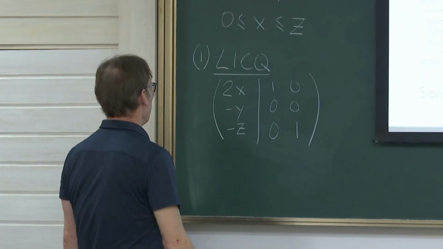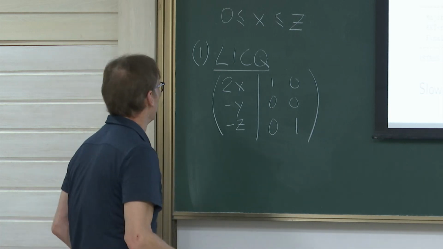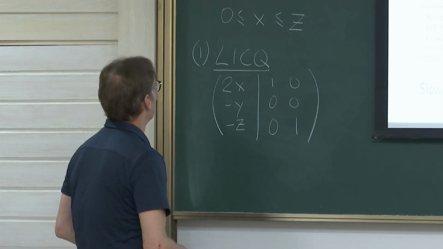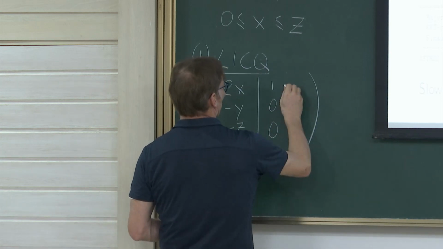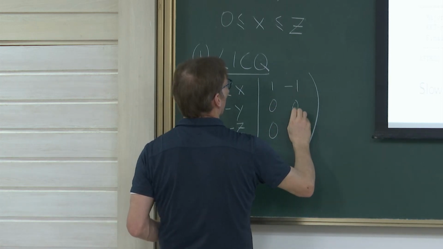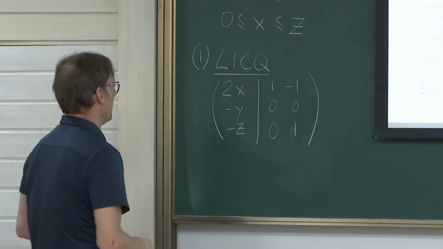So that looks okay, except at the point, sorry? The last one should be 1 minus 1, 0, 1. Because x and z. Oh yeah, x and z, sorry. There we go, yeah, that's right. Okay, thank you.